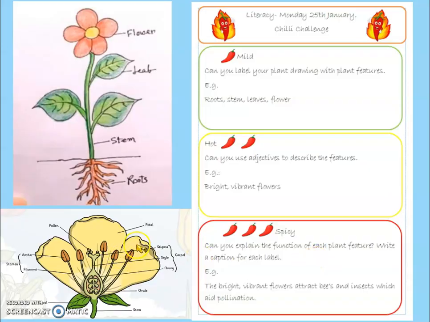If you want to really challenge yourself, you could label your flower in more detail. So in your science lessons, you've been learning about the different parts of the flower. So you might put the stigma and the style and the ovary on, the filaments and the anther.